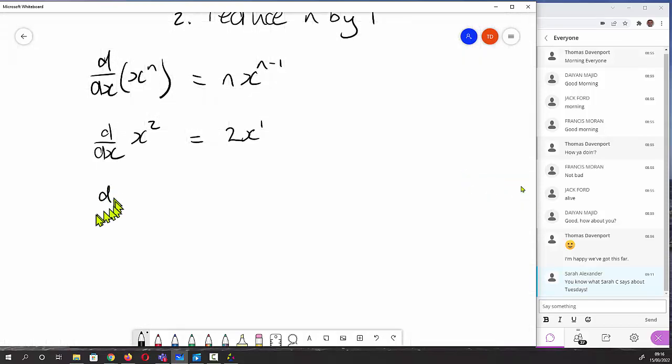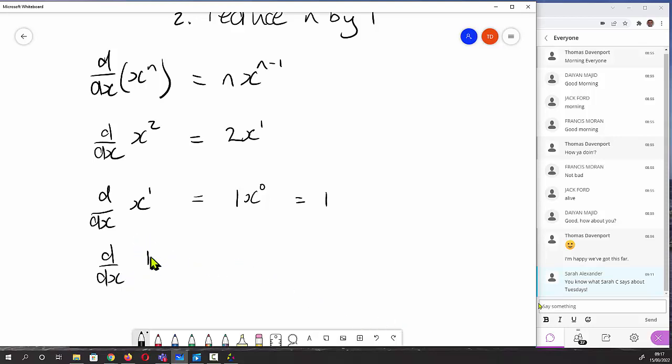Now let's imagine what happens if you differentiate d by dx of x. What's going to happen now? Well, the exponent of x is actually x to the 1, isn't it? So we're going to multiply by 1, and then we're going to reduce the power by 1, so we're going to get x to the 0. And anything to the 0, apart from 0, is equal to 1, so that is going to equal 1, isn't it?